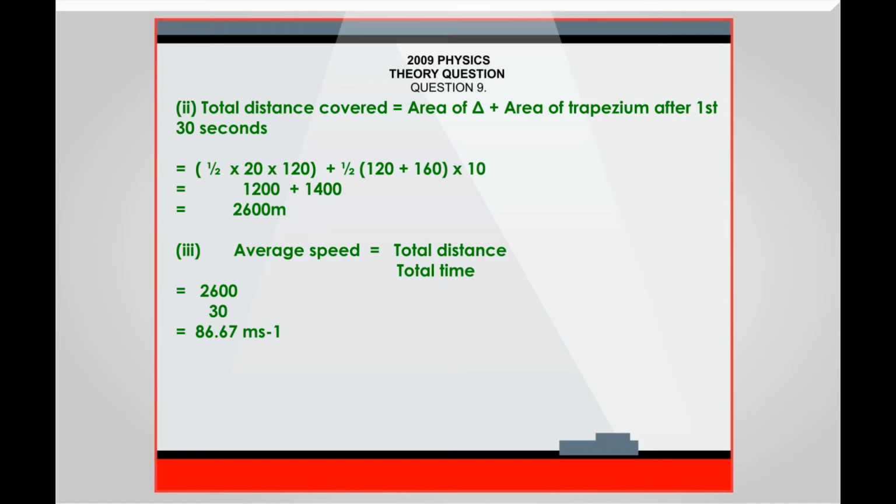III. Average speed equals total distance over total time, which equals 2,600 over 30, which equals 86.67 meters per second.